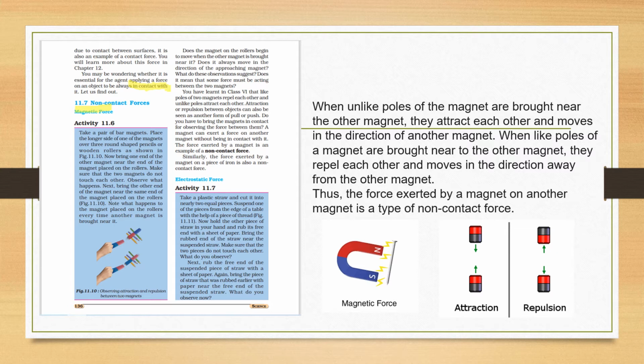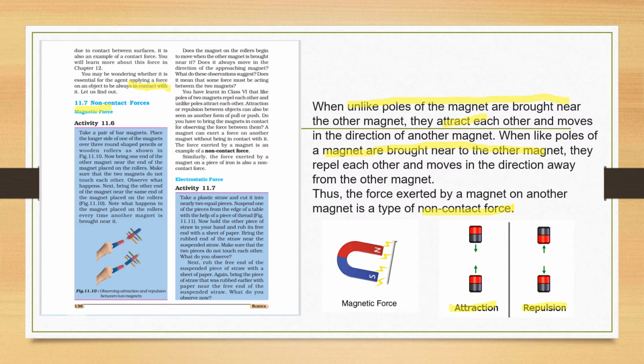So what we say is, when the unlike poles of the magnets are brought near each other, they attract each other. And when like poles are together, then there is a repulsion. So this force exerted by one magnet on another magnet is a type of non-contact force, because the objects are not in contact with each other. So this magnetic force is an example of a non-contact force.